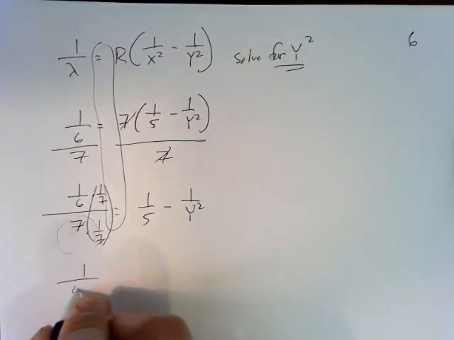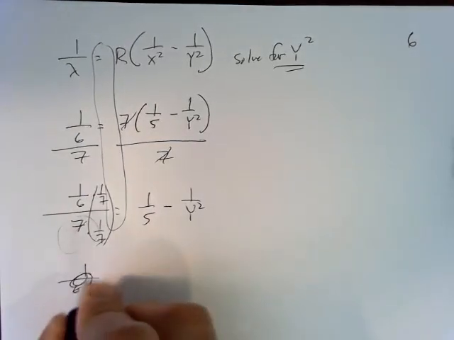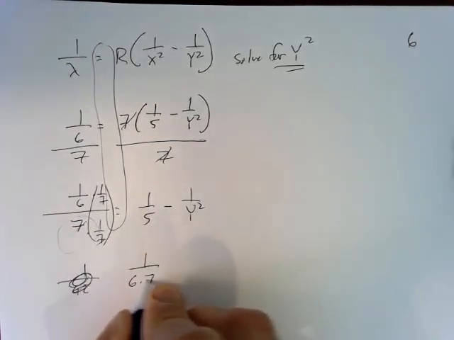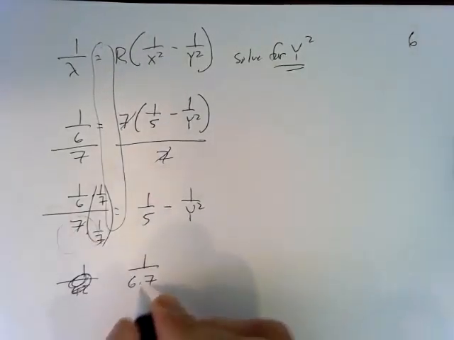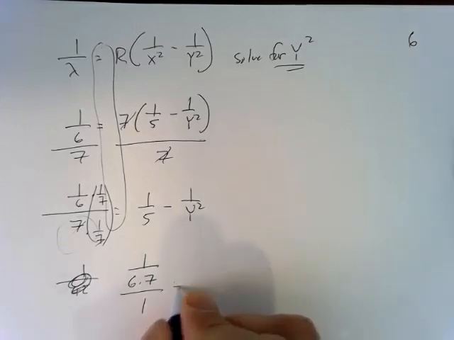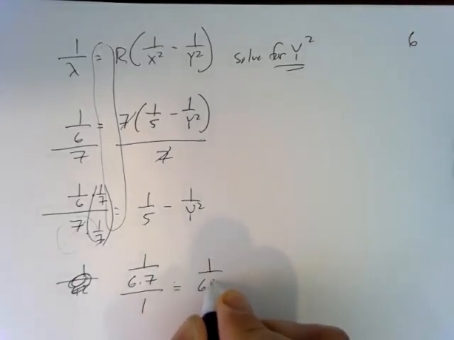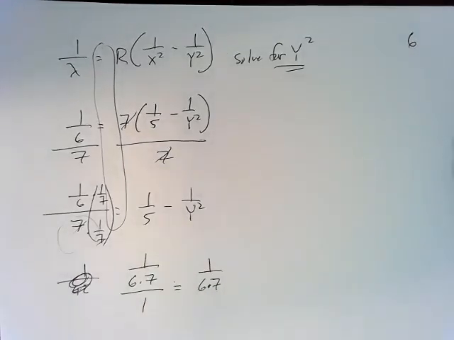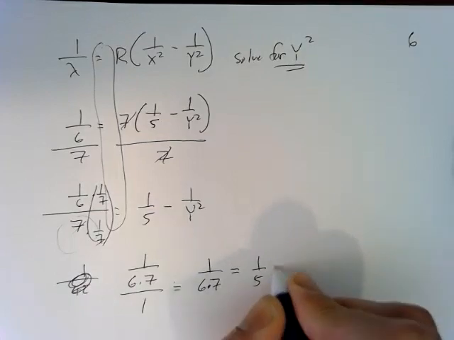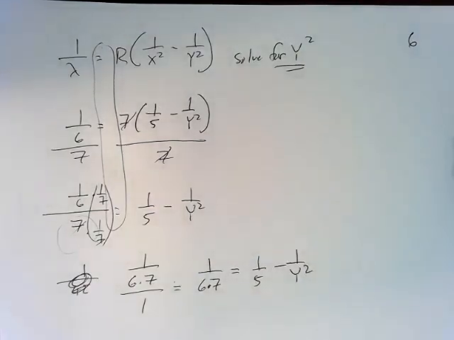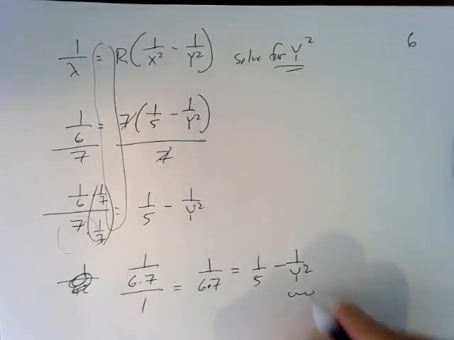Now we would have 1 over 42, or actually I'm just going to leave it as 1 over 6 times 7, since we're using those as placeholders for symbols, over 1, which we now know is 1 divided by 6 times 7. And that's equal to 1/5 minus 1 over y squared. So now we want to isolate y squared.